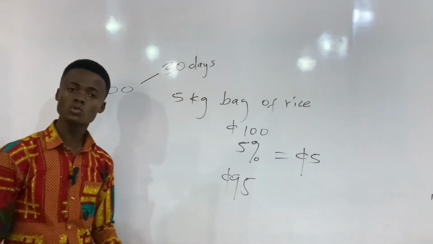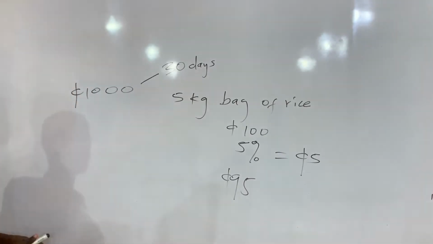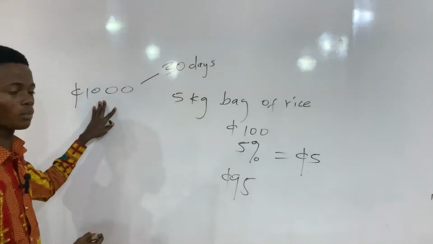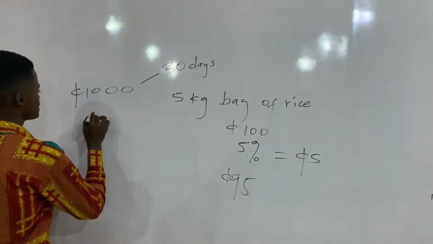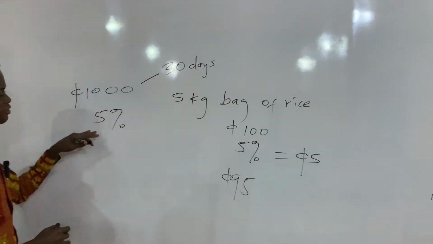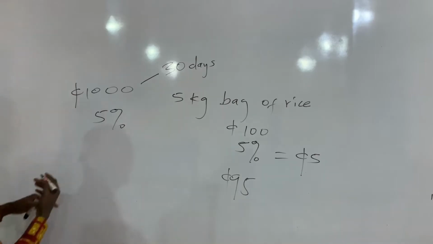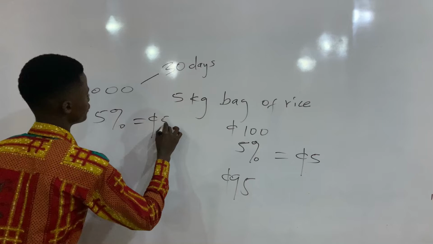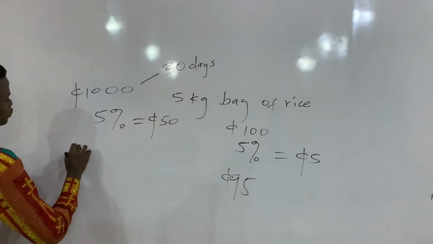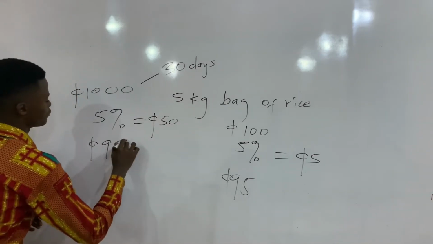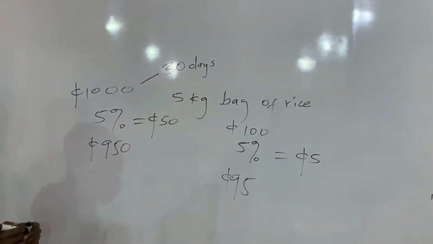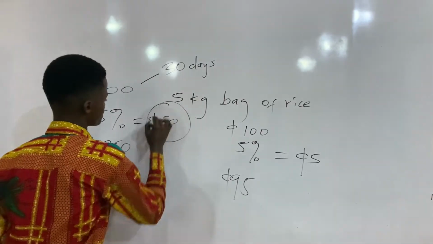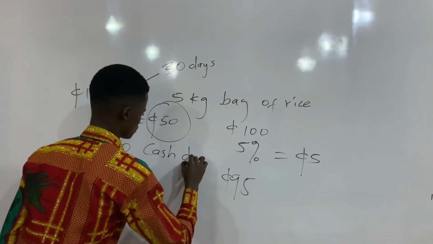So if you are able to go by the arrangement, then it means instead of you paying the 1,000 cedis as the amount you are owing to your supplier, you will take off the 5% discount given to you. So 5% of this 1,000 will give you 50 cedis. So it means you will now pay 950 cedis as the amount you are owing to your supplier. So this 50 cedis is what is referred to as the cash discount.